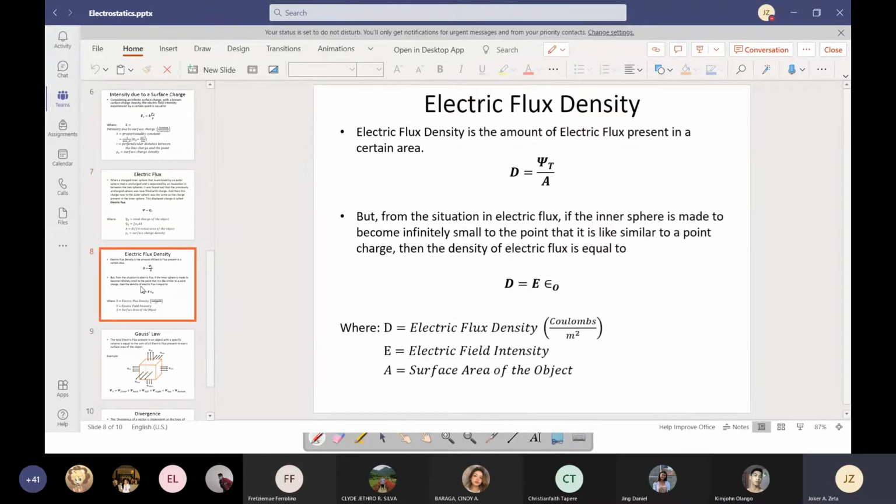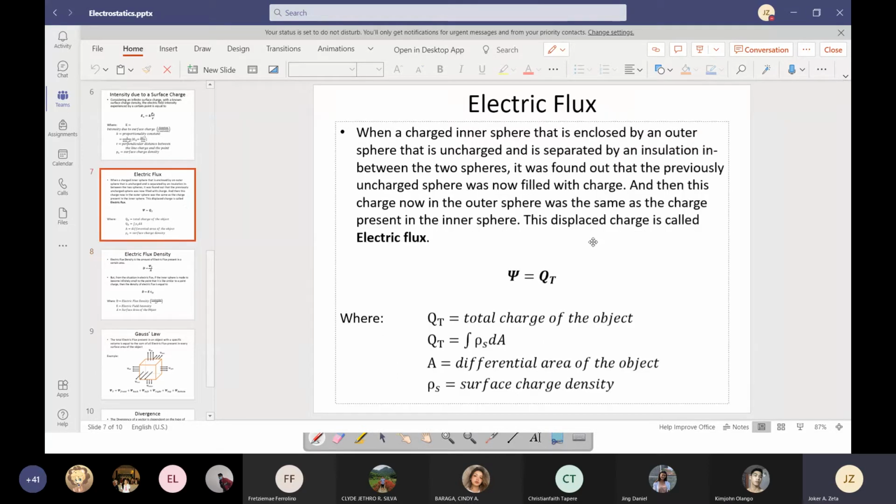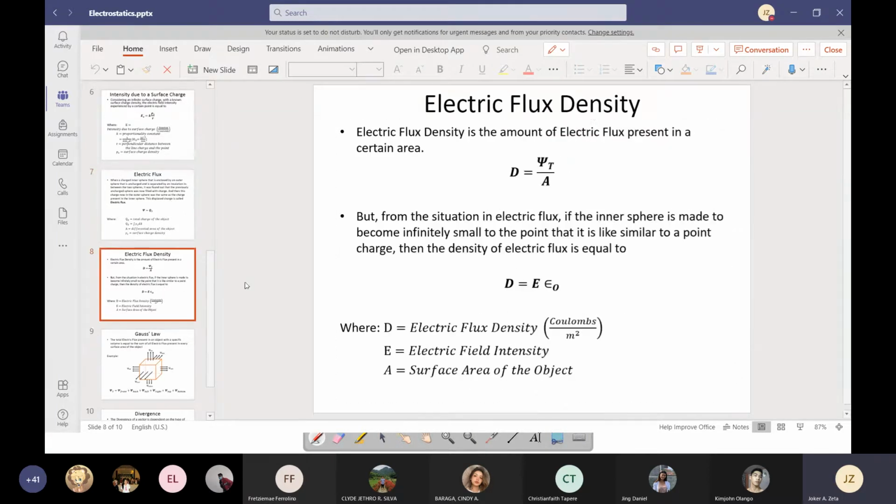Okay? So here is electric flux density. What is electric flux density? From the name itself, it is the density of the quantity. How dense is the electric flux on that part? Electric flux density is the amount of electric flux present in a certain area. Again, electric flux is the transfer of charges on a certain surface. Since we're talking about the surface, that is in terms of area. So therefore, electric flux density is the amount of electric flux present in a certain area. You have electric flux density D, represented by variable D. You have the total electric flux with respect to a certain area.